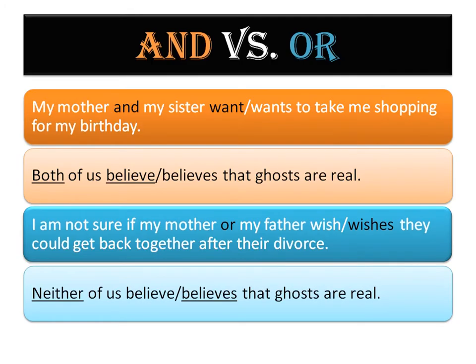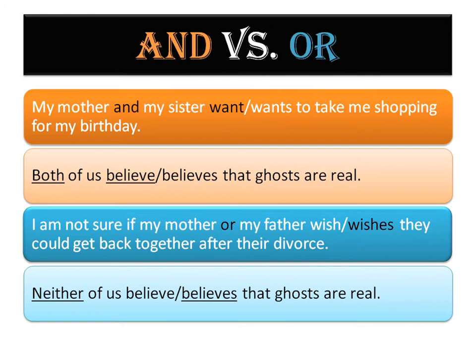And versus or. My sister and my mother want or wants to take me shopping for my birthday. Again, here, because it's the compound subject mother and sister, that gets a they. They want. Both of us believe that ghosts are real.